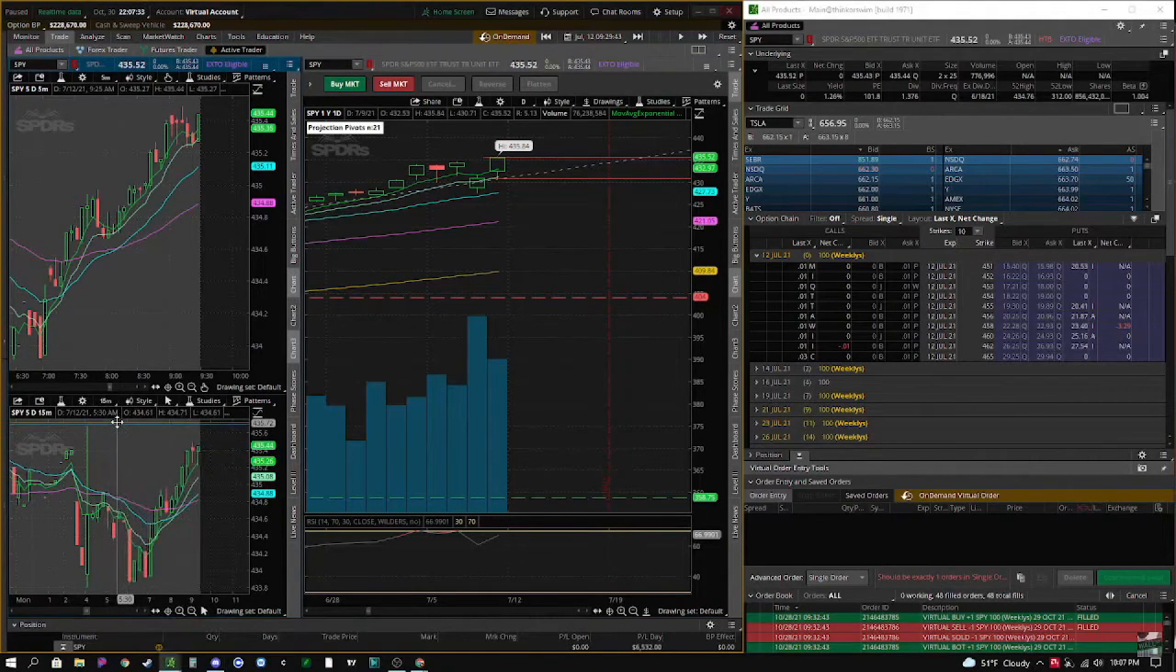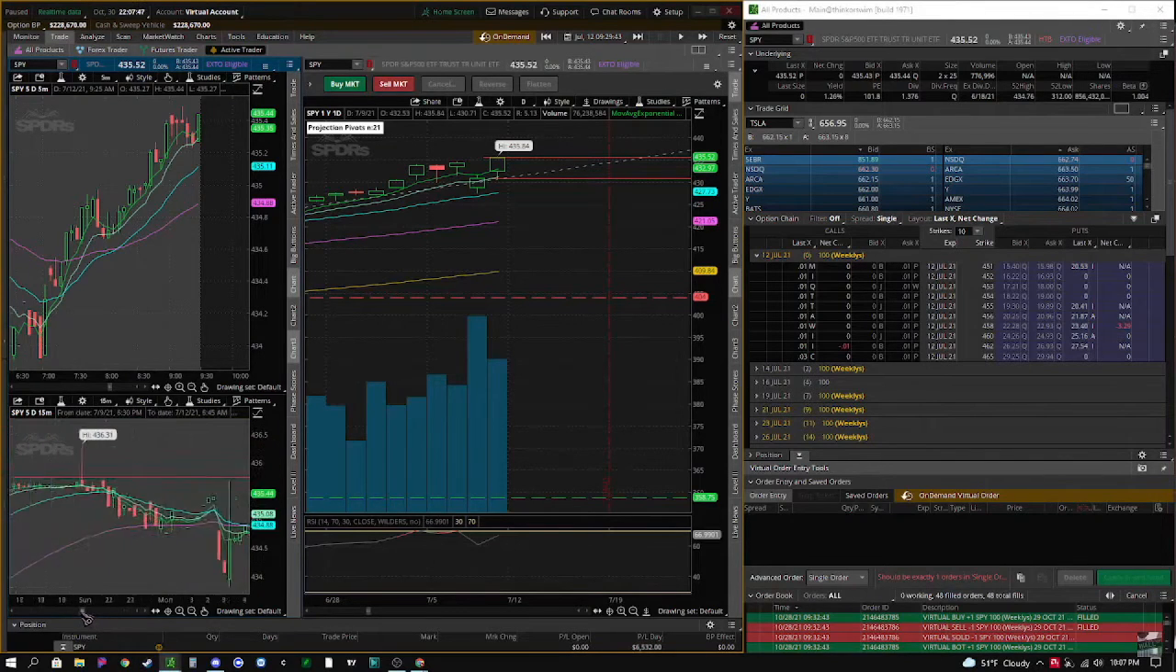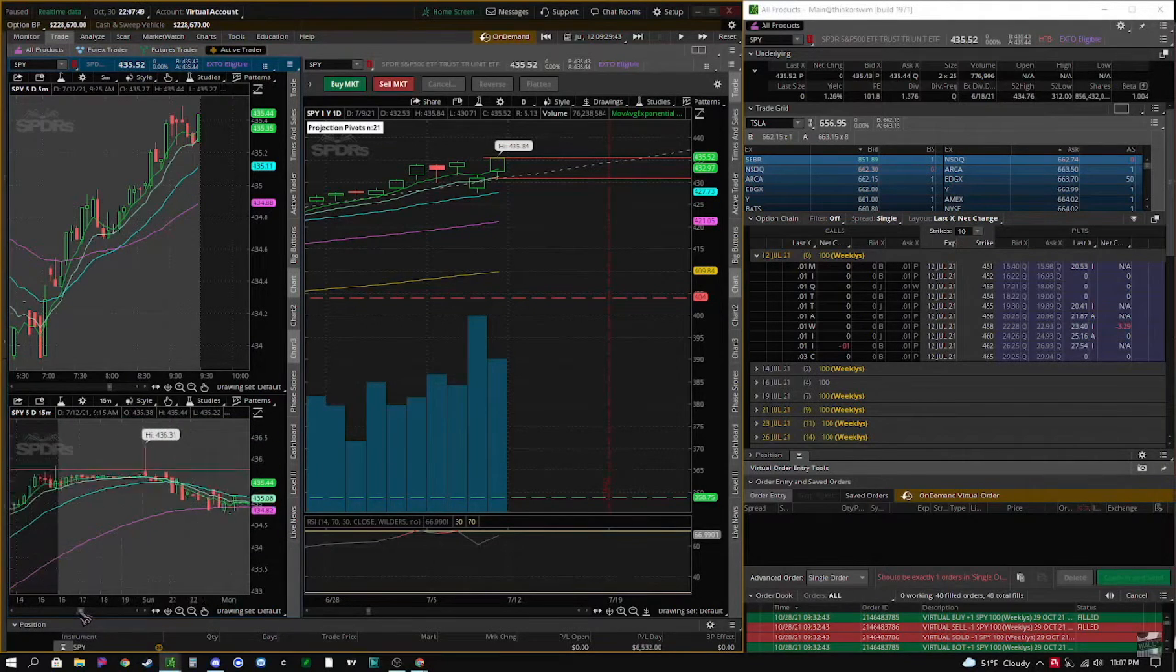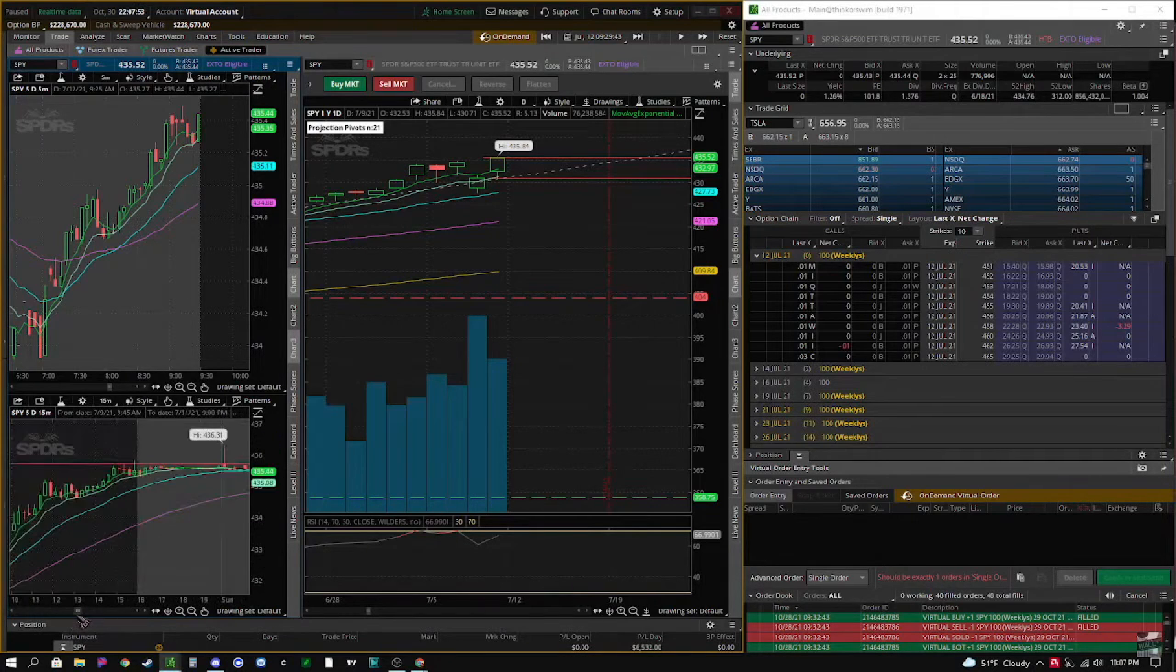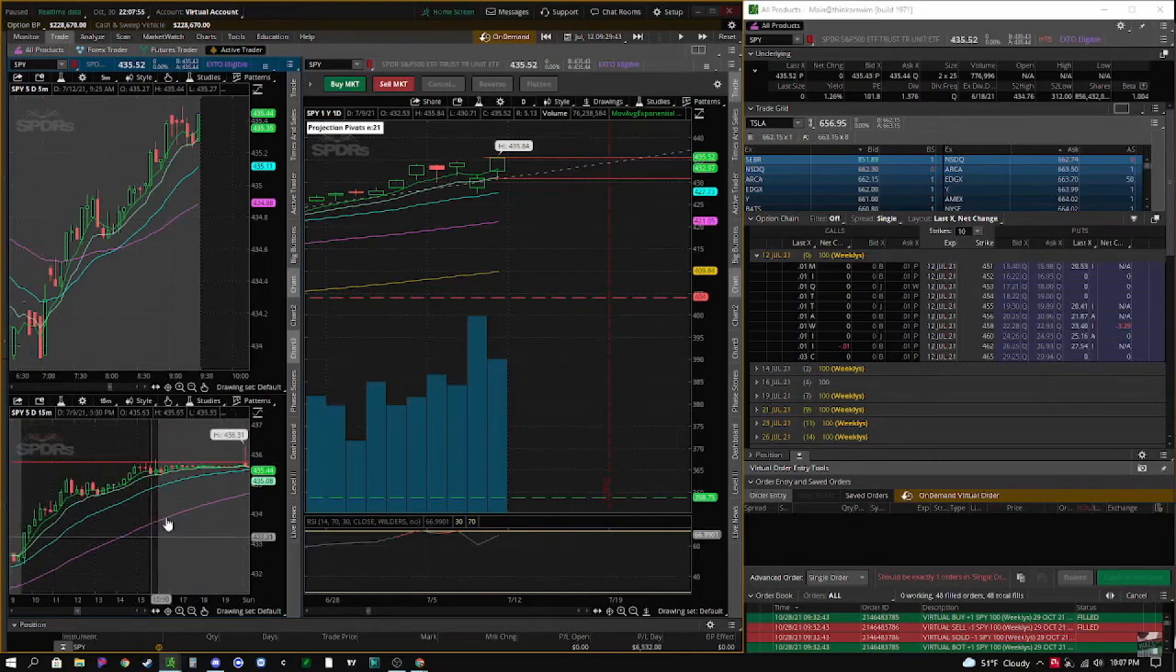We're going to move it down to 435.84, or up to. That was after hours in pre-market. The day before was right there.